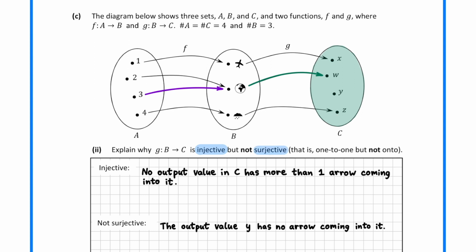A function is surjective if every output value is mapped to at least once. Since y has no arrow coming into it, g is not surjective.